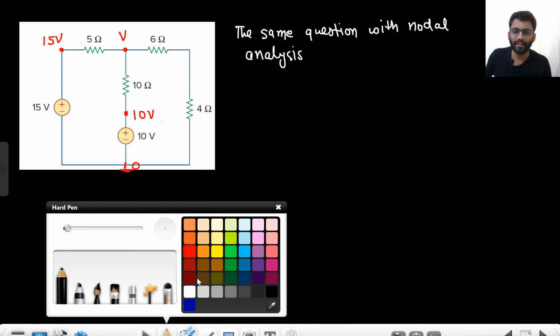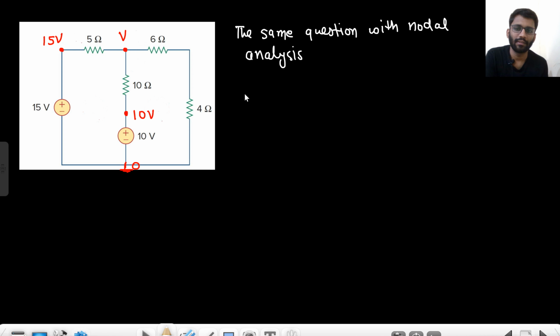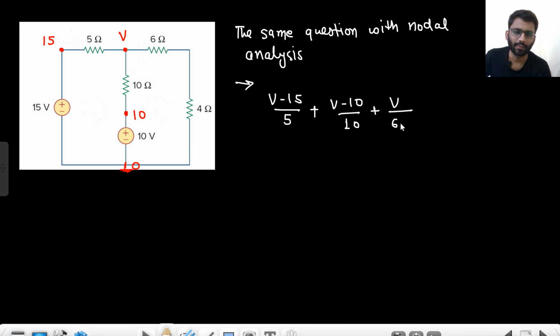So now I can simply apply nodal analysis. How will I apply the nodal? So let's not write 15V, let's just write 10. You don't need to see those currents and all. So just nodal analysis we are applying. V minus 15 by 5 plus V minus 10 by 10 plus V by 6 plus 4, or 10. Right? Are you getting this point?